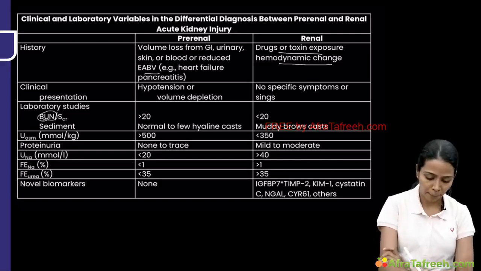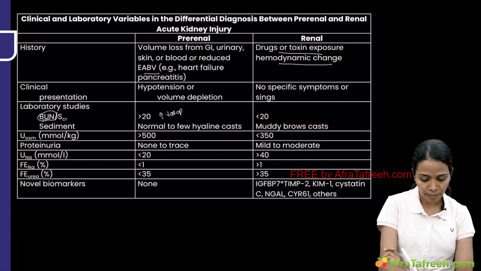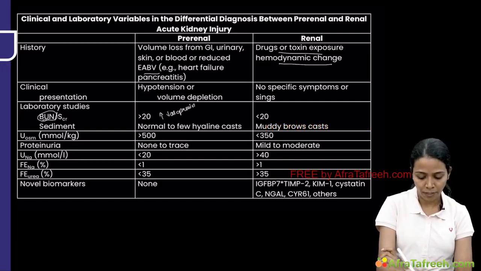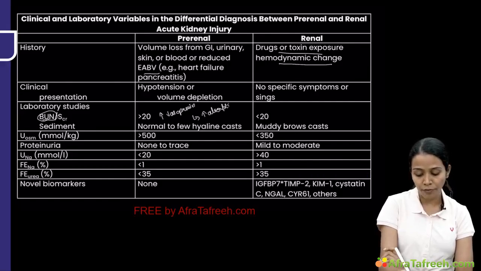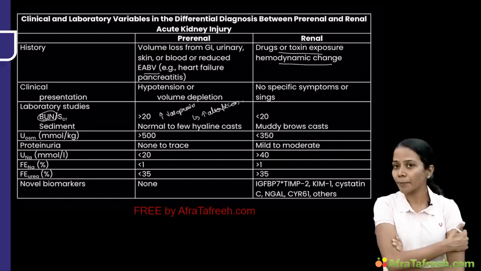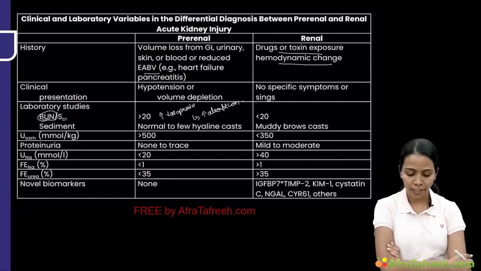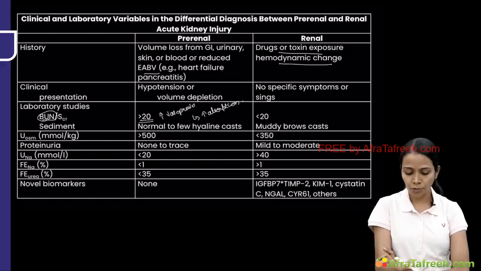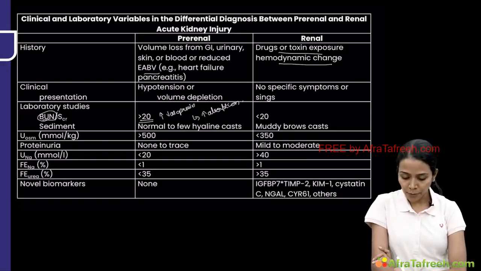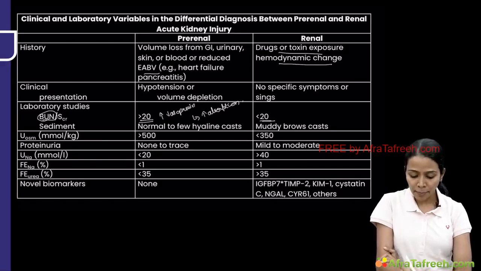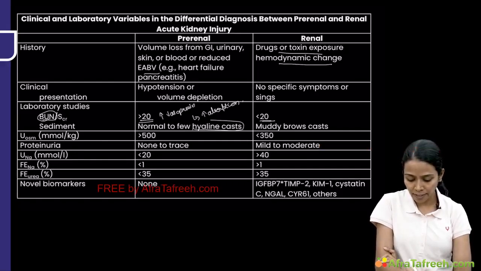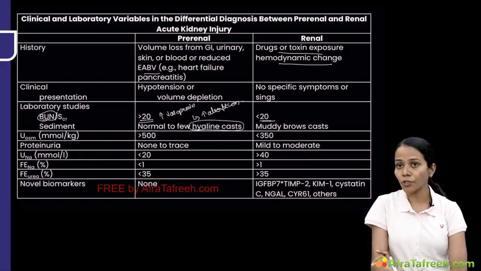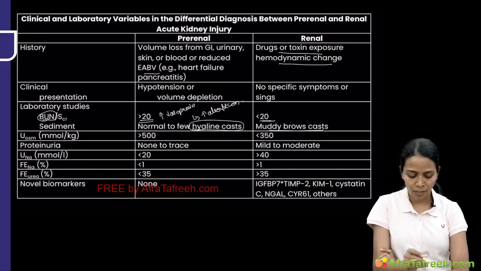Laboratory studies, BUN to serum creatinine, that is urea will be elevated more than serum creatinine in prerenal. This happens because increased vasopressin levels are present in prerenal because there is volume depletion. Vasopressin increases the absorption of urea from the tubules. So this is why in prerenal AKI you are going to find increased urea more than creatinine. So more than 20 the ratio is prerenal, but less than 20 is renal. Okay. Sediment that you are going to see here is hyaline cast, and sediment you are going to see in tubular injuries, muddy brown cast.